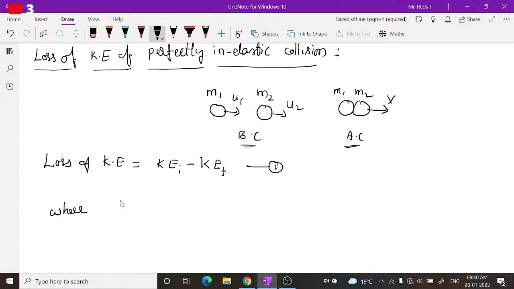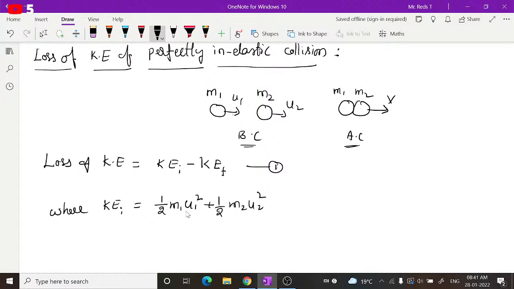where the initial kinetic energy of the system, we have to say Ki, is the kinetic energy of the first particle plus the kinetic energy of the second particle, that is half m1 u1 square plus half m2 u2 square. This gives the initial kinetic energy of the system before collision.